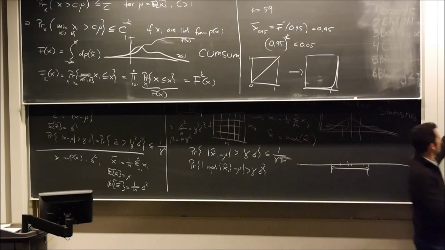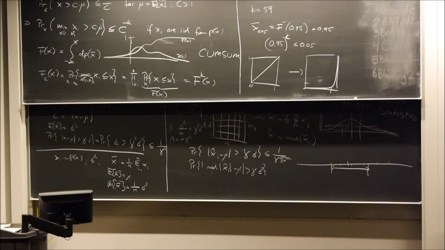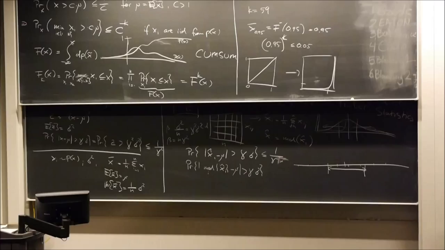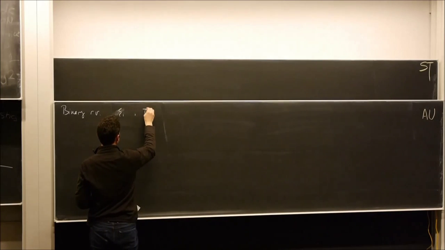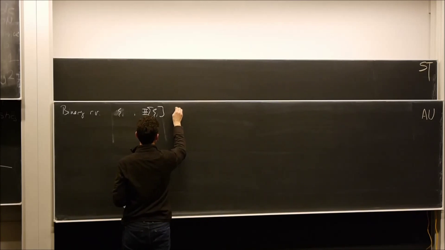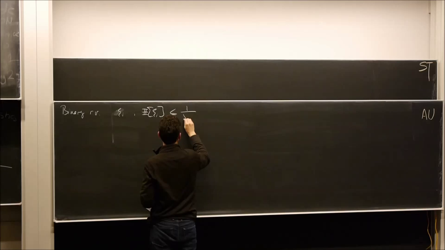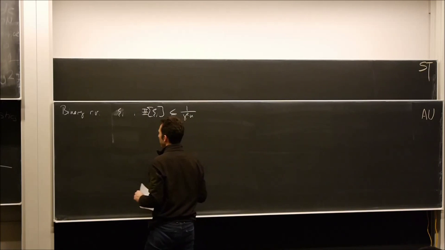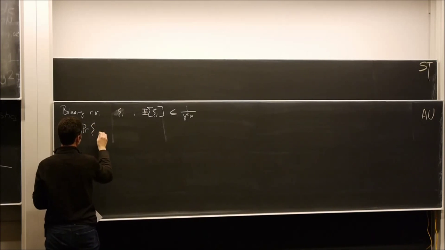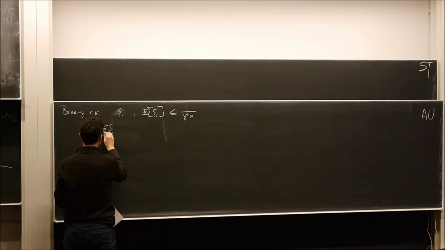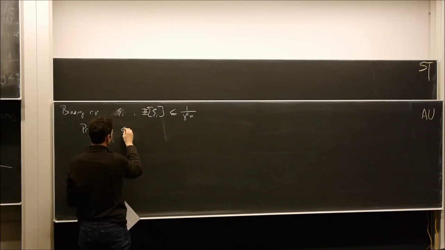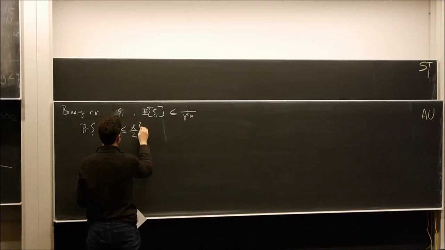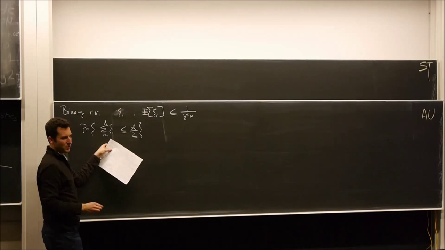Okay. So let's call it psi i, and we know that the expected value of psi i is less equal than 1 over gamma squared n. And what I want to bound is the probability that the sum over psi i, i equals 1 to d, is less equal than d over 2. And this is a standard case for a Chernoff bound.